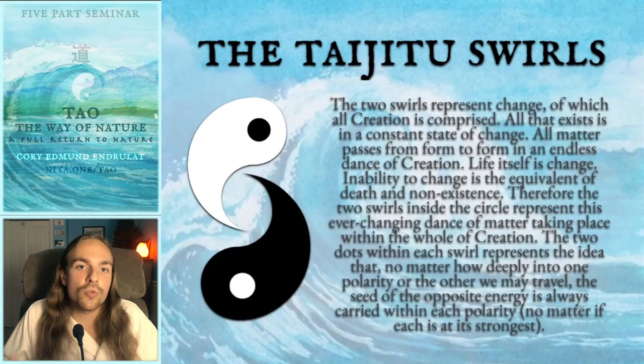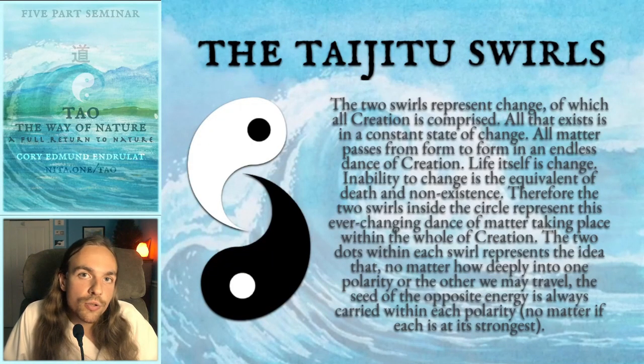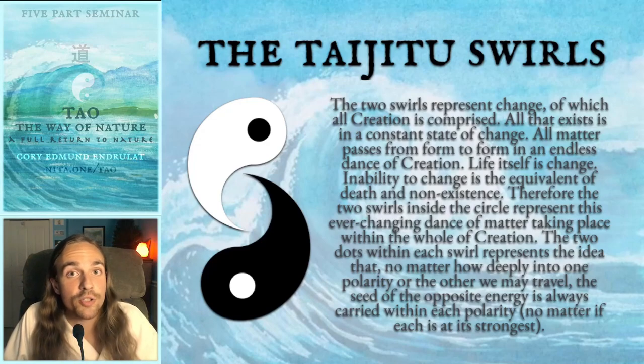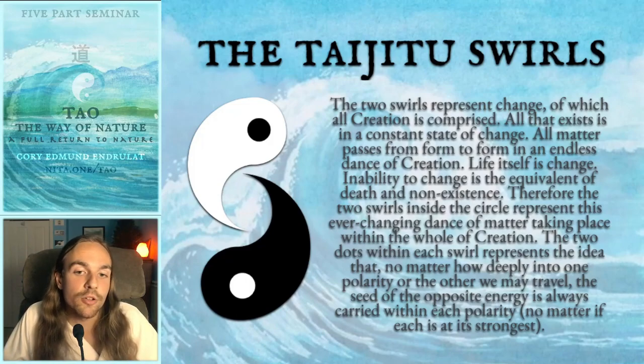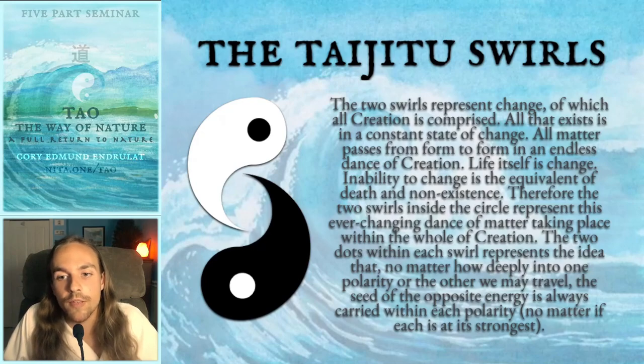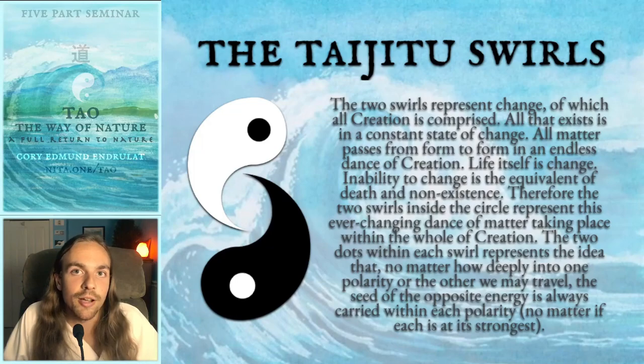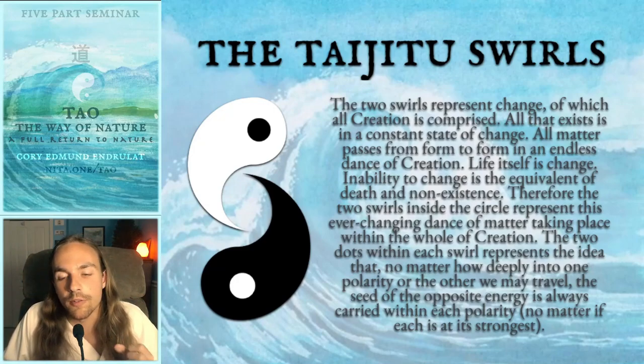Now, if we look at the swirls of the taijitu, the two swirls represent change, of which all creation is comprised. All that exists is in a constant state of change. All matter passes from form to form in an endless dance of creation. Life itself is change. Inability to change is the equivalent of death and non-existence. Therefore, the two swirls inside the circle represent this ever-changing dance of matter taking place within the whole of creation.